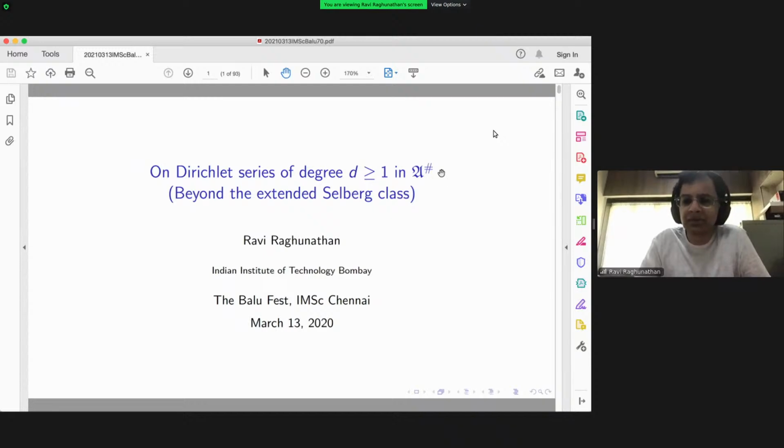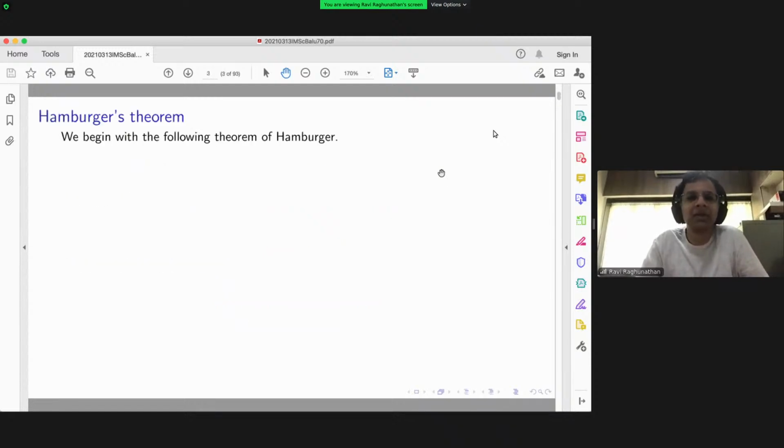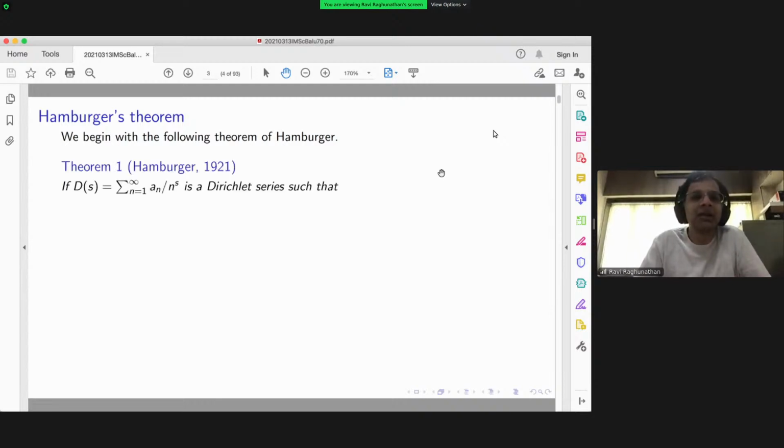Let me start with a very classical theorem due to Hamburger. It was proved in 1921. There were a series of 3 papers, but I will just give the one elementary result. The starting point is a Dirichlet series, and one assumes that D(s) converges in some right half plane, real part of s greater than sigma a.